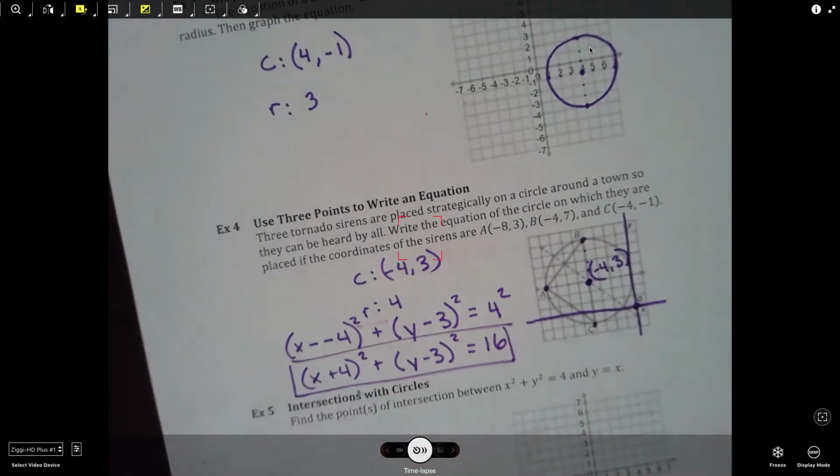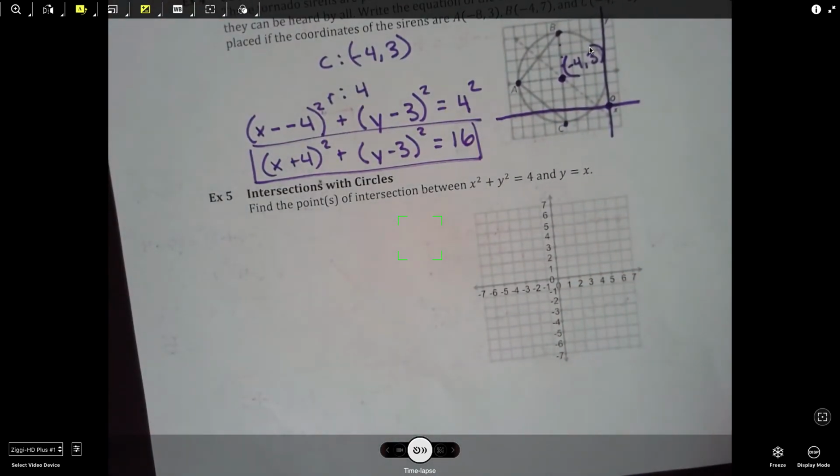Right? Last thing that I have is talking about where circles are intersecting. And this is going to be a little bit more difficult of a problem, right?